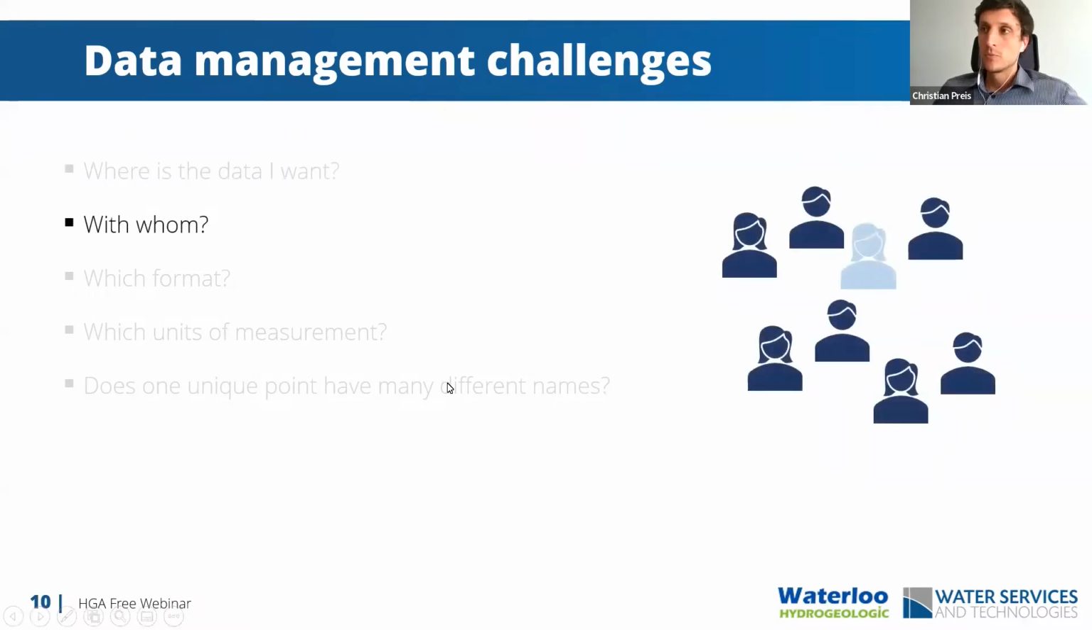And also, with whom is the data? Is it with my neighbor? Is it with someone else? Is it with another office? Is the person that has this data on vacation, or not working today? And how can I get in contact with this person to get the data I want? Sometimes it's hard to find the data because we don't know with whom is the data, or the person is not available at that moment.